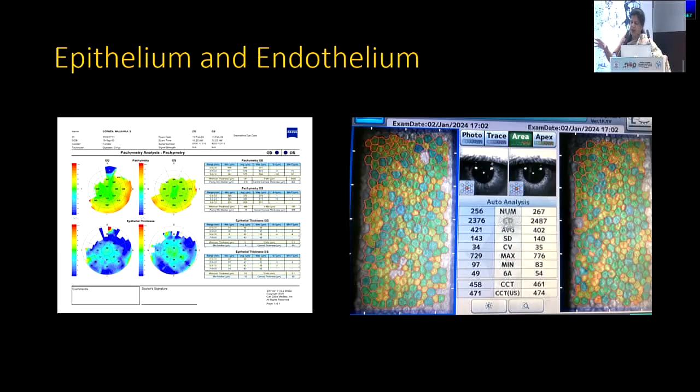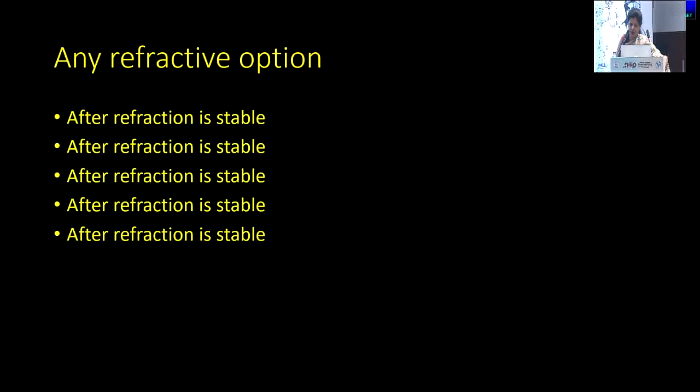You also may, it's not compulsory, but you also may map the epithelium, and sometimes there are some clues as to very, very early ectasias when you check the epithelium. And of course, I believe that endothelium, whether you're doing laser vision correction or an ICL, is very, very important.